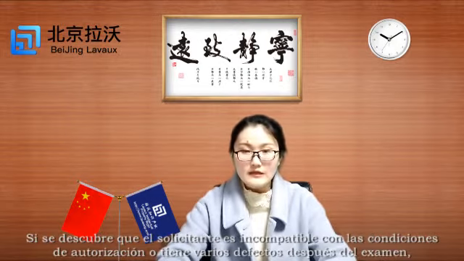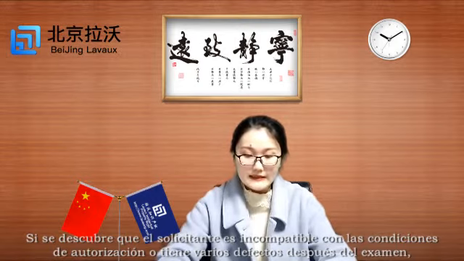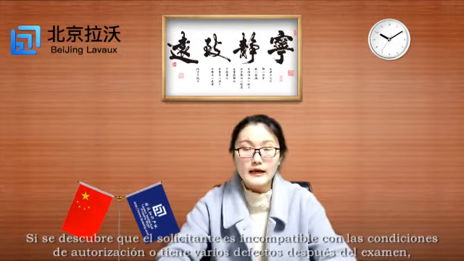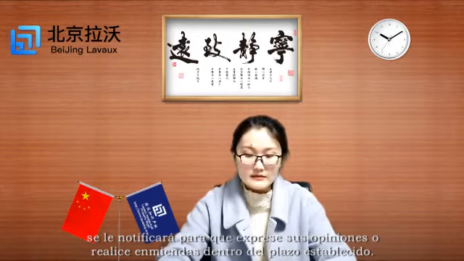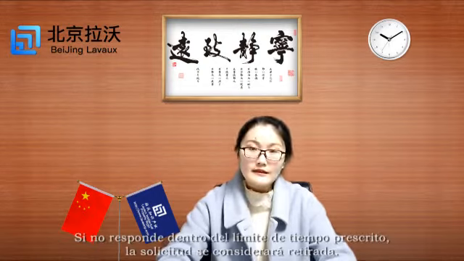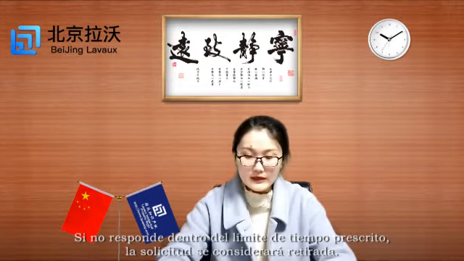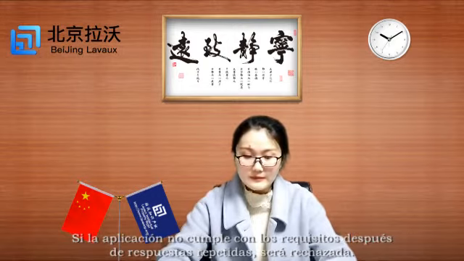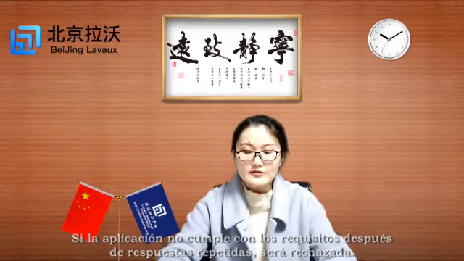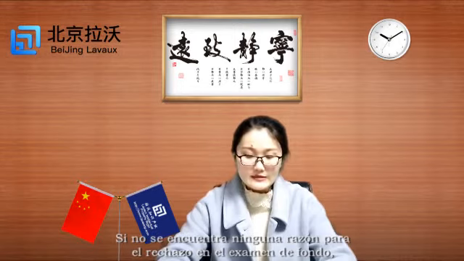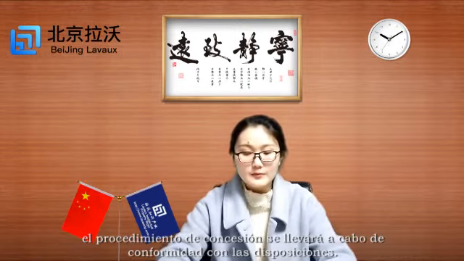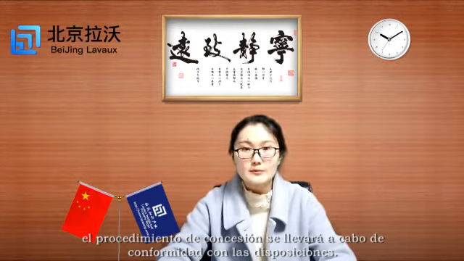If the application is found to be incompatible with the conditions for granting or has various defects after examination, the applicant shall be notified to state his opinions or make amendments within the prescribed time limit. If he fails to respond within the prescribed time limit, the application shall be deemed to be withdrawn. If the application fails to meet the requirements after repeated replies, it shall be rejected. If no reason for rejection is found in the substantive examination, the procedure of the grant shall be carried out in accordance with the provisions.